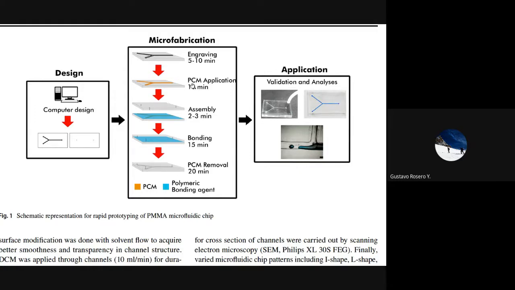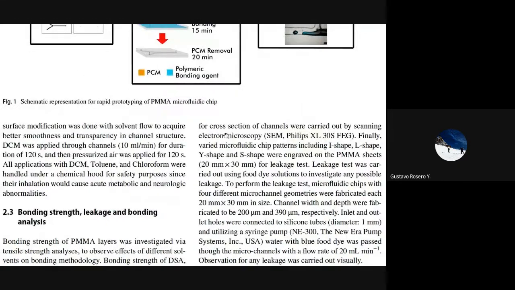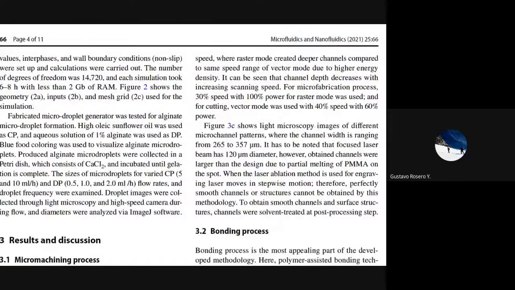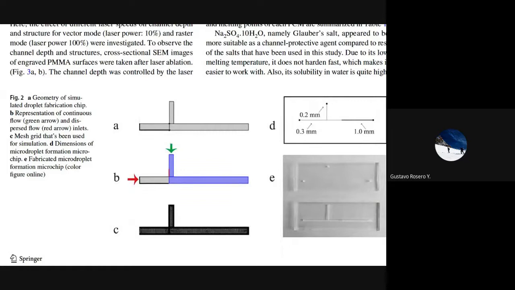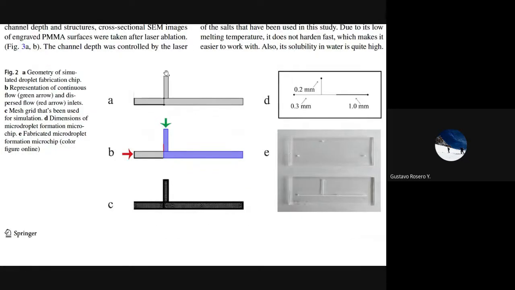Then they use these different solutions in order to protect the channels, and then assemble the microfluidic device, and they use bonding. Then they remove the protective solutions, and they use it for applications. Okay, we'll see step by step what the results of this article are. First, this is the design that we use. The application is the fabrication of droplets.